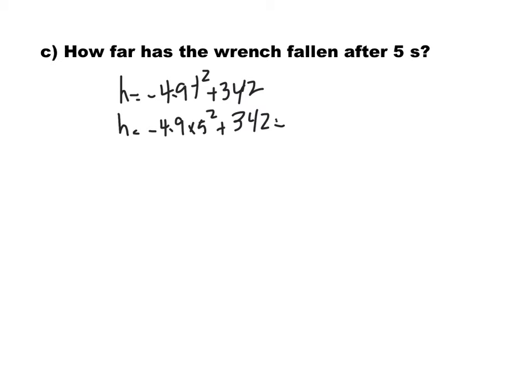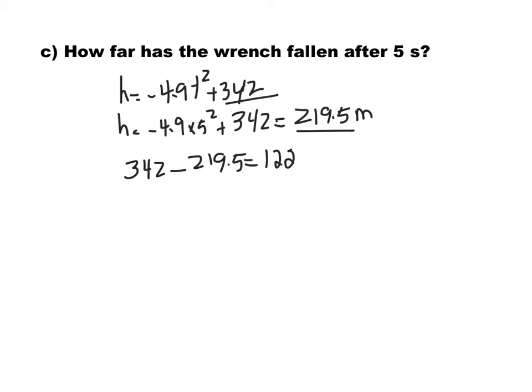If you use your calculator, this becomes 219.5 meters. But the question is, how far has the wrench fallen after 5 seconds? This is the distance of the wrench from the ground. So we have to subtract this from 342 to see the distance that the wrench has traveled. So 342 minus 219.5 is going to give us 122.5 meters.